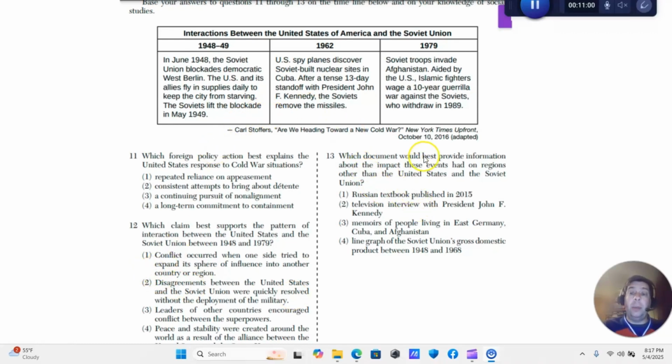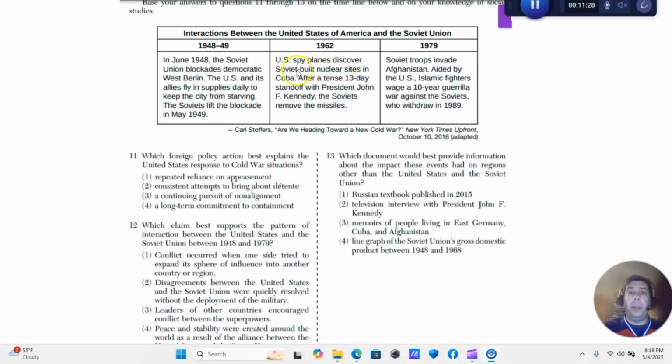And then which document would best provide information about the impact these events had on regions other than the United States and the Soviet Union? Okay, for this one I am going to look for a place that's not either of those two countries. So let's read what it has here. June 1948, the Soviet Union blockades democratic West Berlin. The U.S. and its allies fly in supplies daily to keep the city from starving. The Soviets lift the blockade in May 1949.